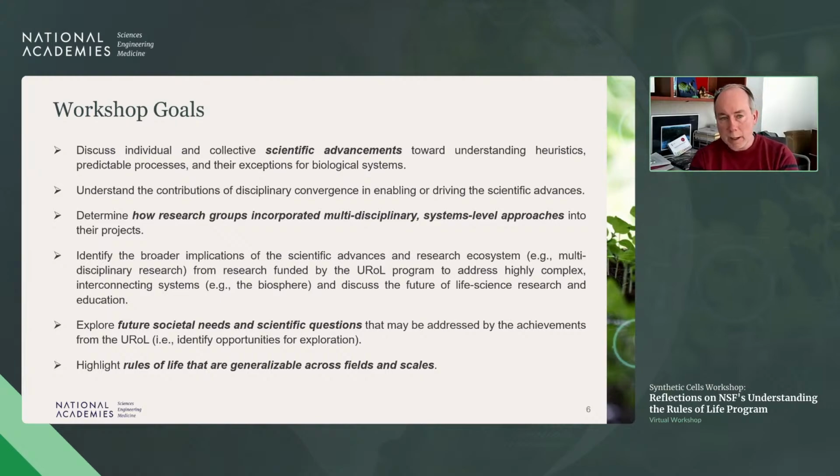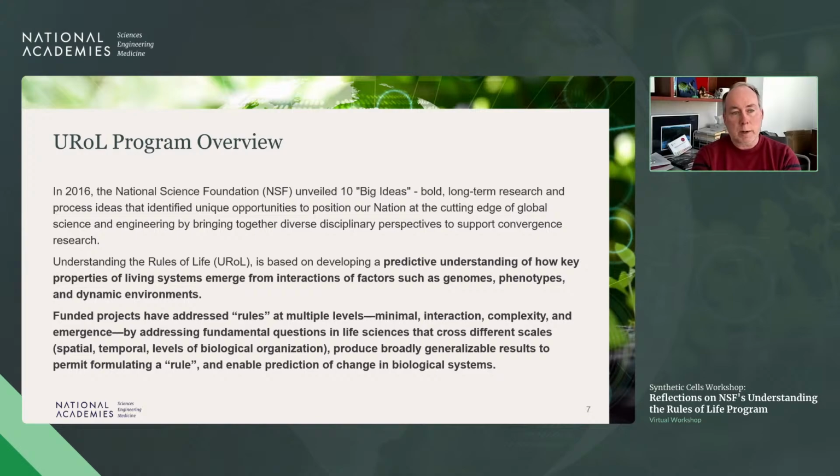So next slide, please. So just for perspective, in 2016, the National Science Foundation came up with 10 big ideas that were implemented in order to position our nation at the cutting edge of global science and engineering by bringing diverse disciplines together. One of those big ideas was understanding the rules of life, which you all know is based on developing predictive understanding of how key properties of living systems emerge from interactions from factors such as genomes, phenotypes, and the varying environment that all life lives in. So funded projects have addressed rules at multiple levels by addressing fundamental questions in life science that cross different scales and produce broadly generalizable results to permit formulating a quote unquote rule and ultimately enable prediction of change in all biological systems.